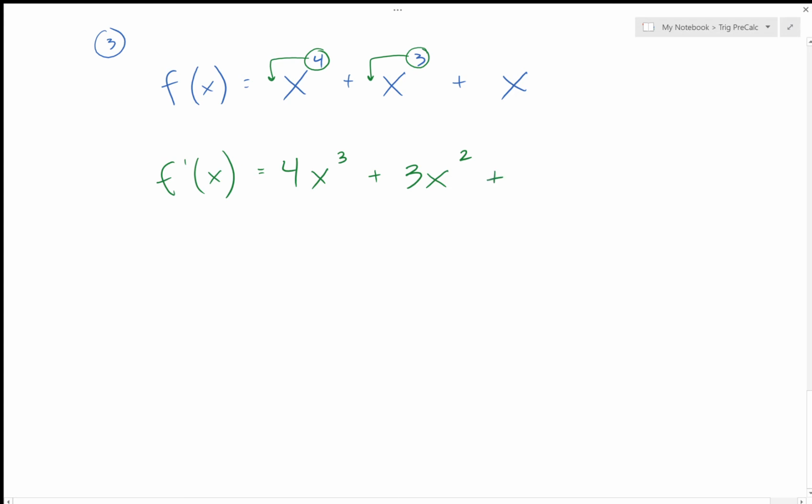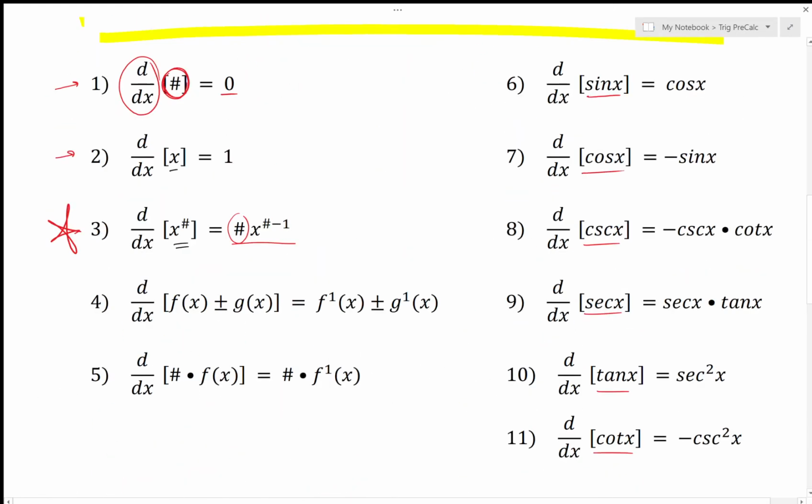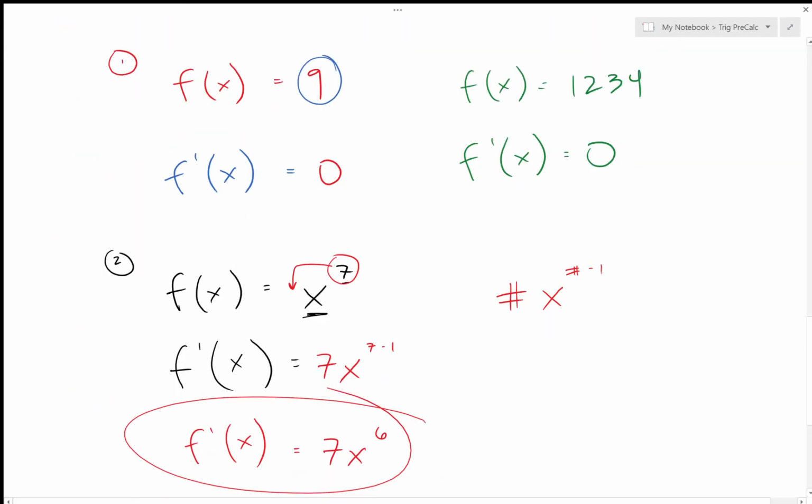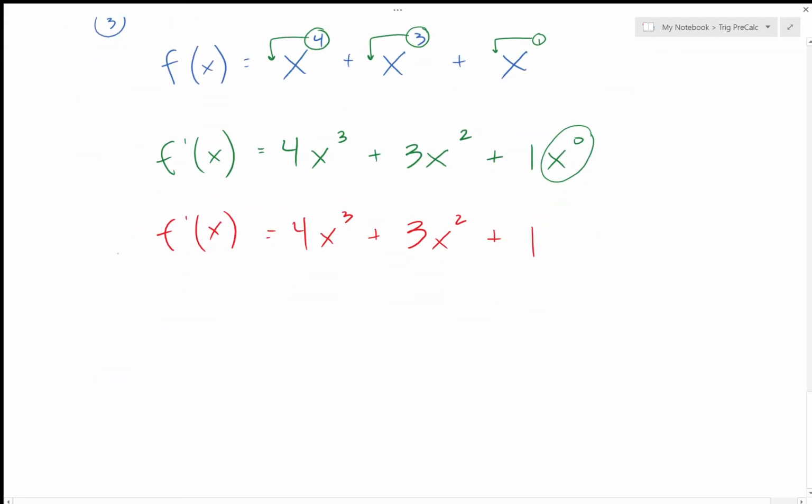Plus, we can use that same rule here. The exponent we have is a 1. 1 moves to the front. And then the exponent drops down 1. So 1 minus 1 is 0. But anything to the 0 power is just a 1. So 1 times 1 gives me 1 here at the end. And actually, if we look back up to the top to the rules, if we have an x all by itself, the derivative is going to come out to 1. So that's why we got 1 for that last piece. All right, so here is the derivative with multiple terms.